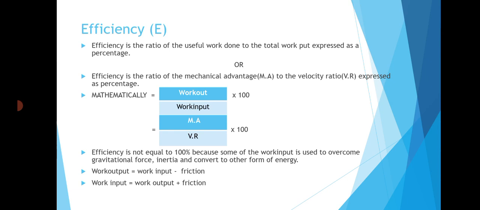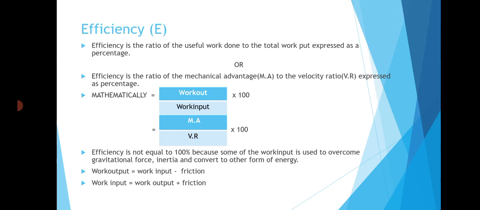Efficiency is also the ratio of the mechanical advantage to the velocity ratio, expressed as a percentage. Mathematically, we say work done over work input times 100%, or mechanical advantage over velocity ratio times 100%. Now, efficiency is not equal to 100%. Why are we saying this? Because some of the work input is used to overcome gravitational force, inertia, even frictional force, and is converted to other forms of energy.